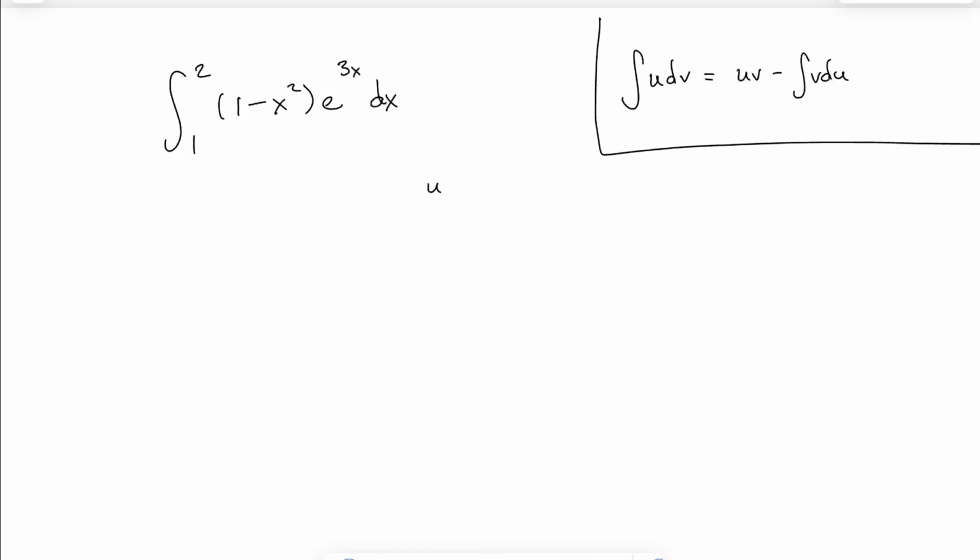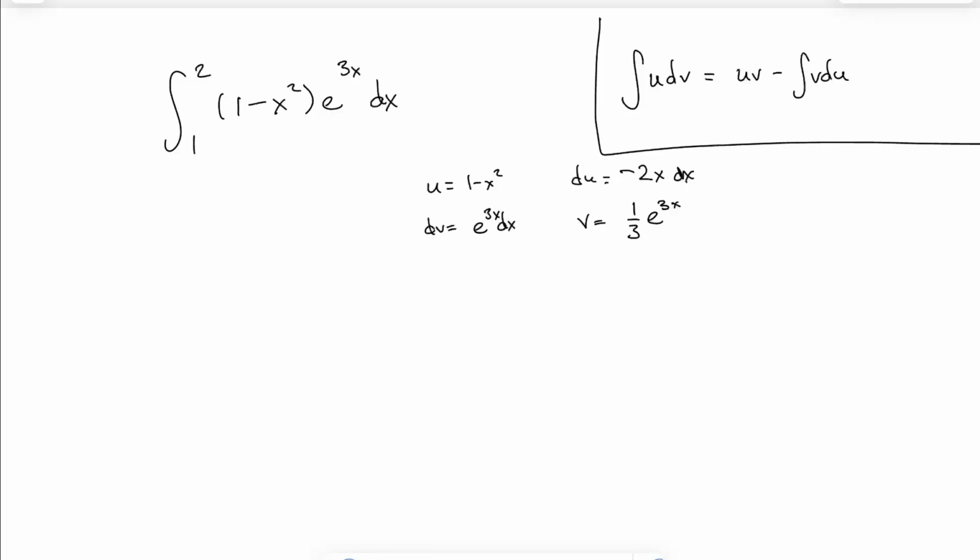So my first time through, at least, u will be 1 minus x squared, and for the dv I use e to the 3x dx. The du is negative 2x dx, and the v is the integral of that, which is 1 over 3 e to the 3x. I hope everybody remembered this handy thing to memorize: the integral of e to the kx is 1 over k e to the kx, and that's what I just used in that step right there.